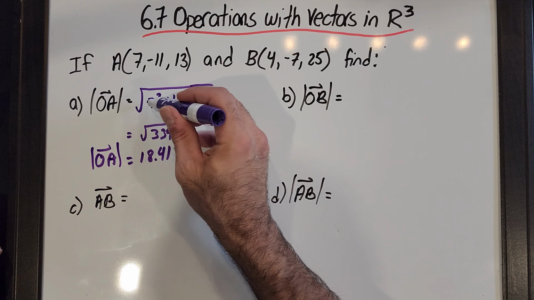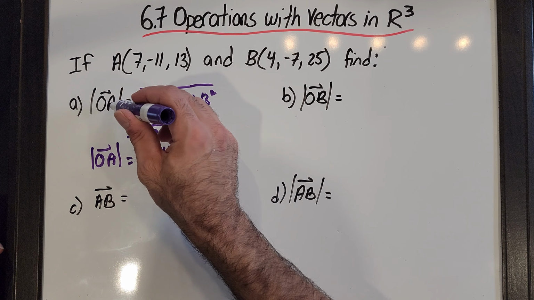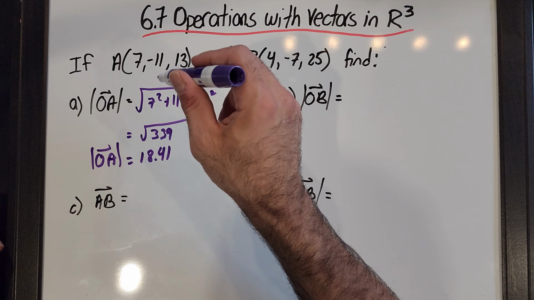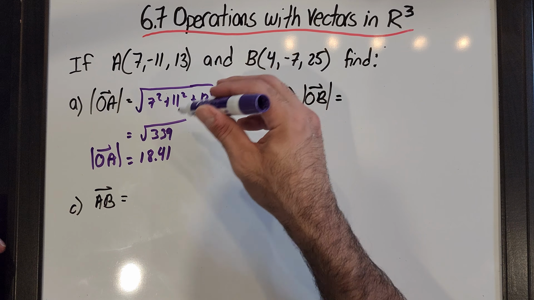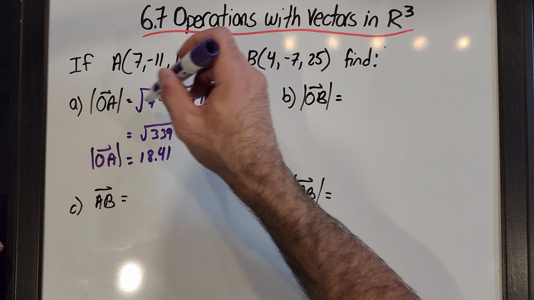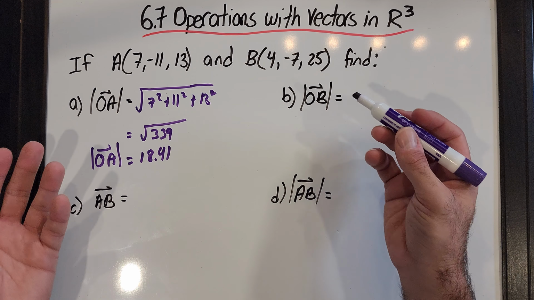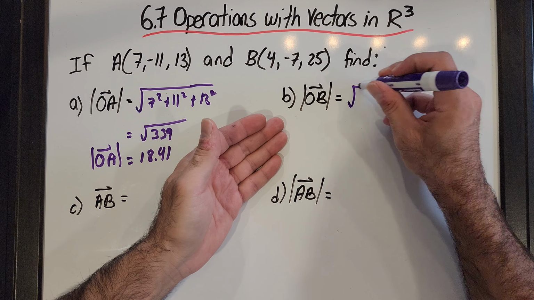Now, I'm not subtracting anything here because it's OA, so it's going to be 0. 7 minus 0, 11 minus 0, 13 minus 0. So anytime you're finding the position vector with the origin, just square the numbers and you're done. Look at OB, look how easy.